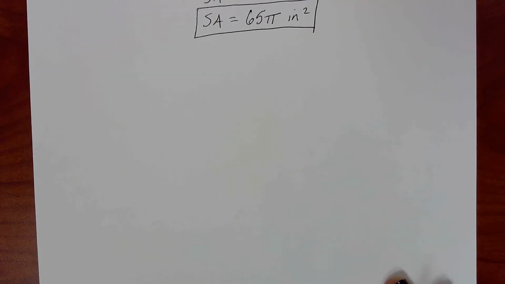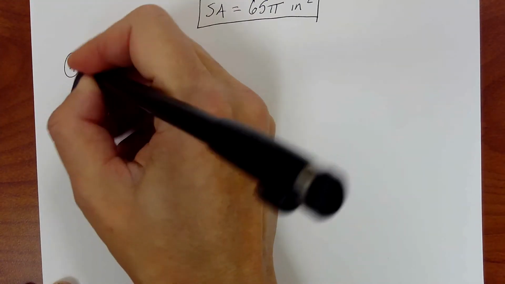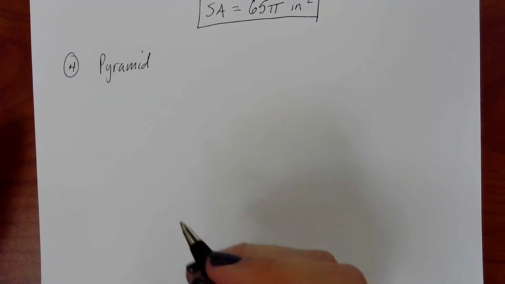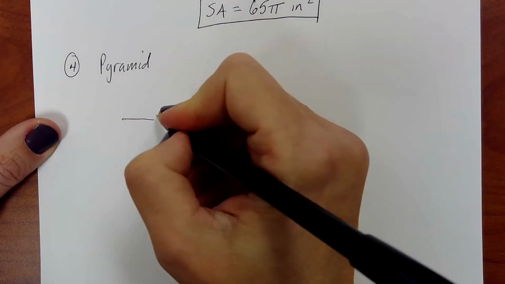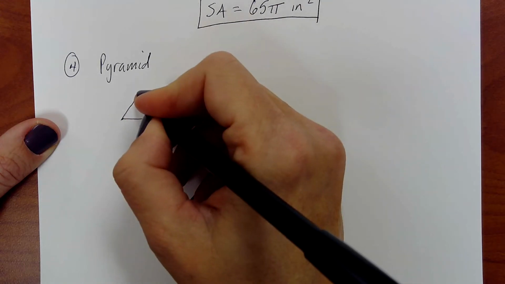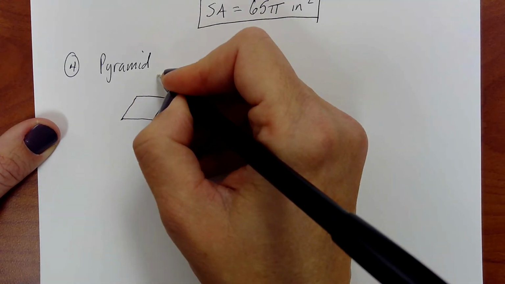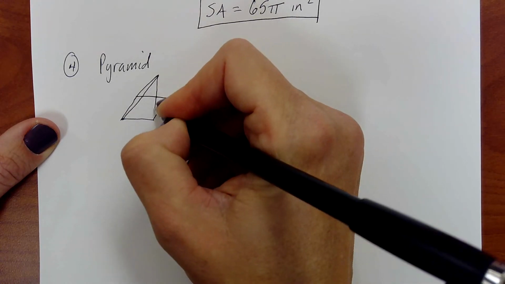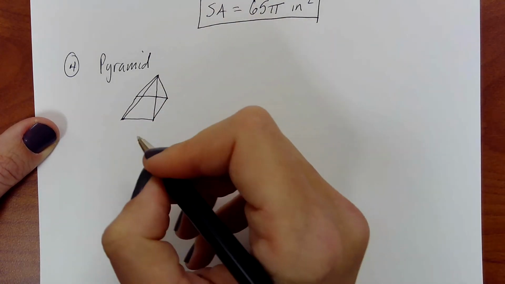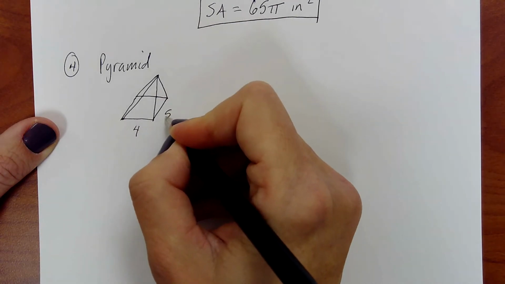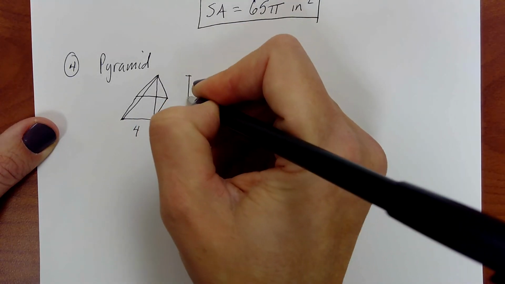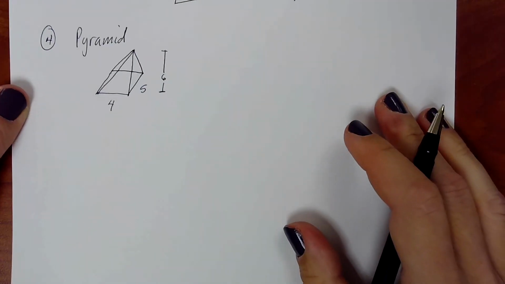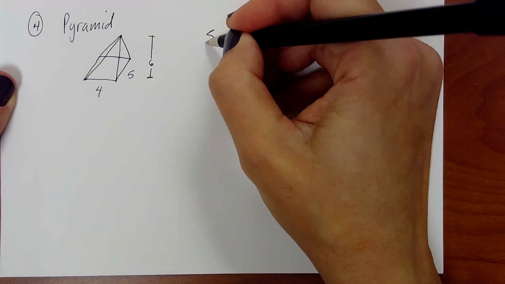All right. And now we're going to do a pyramid. What does a pyramid look like? So it has a rectangle bottom and then a point up top. Okay, let's say this is 4 by 5, and they would have to tell you how tall it is. Let's say it's 6.